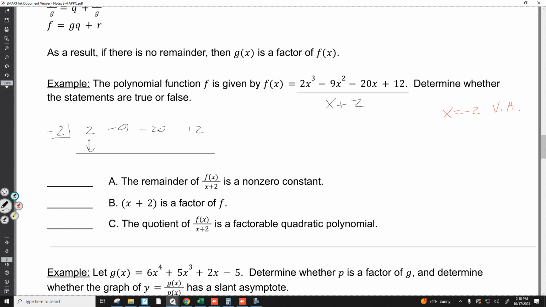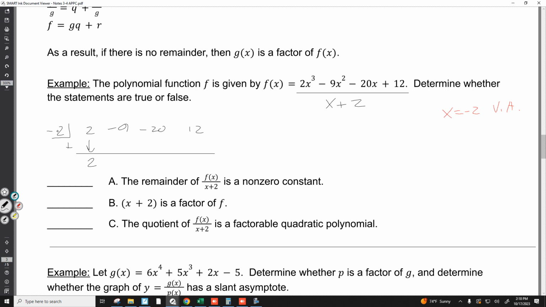Wait, how do you do this? I showed you earlier. We flip the sign of the plus 2, like you find the root. You bring down the leading coefficient, you multiply diagonally, you add going down.